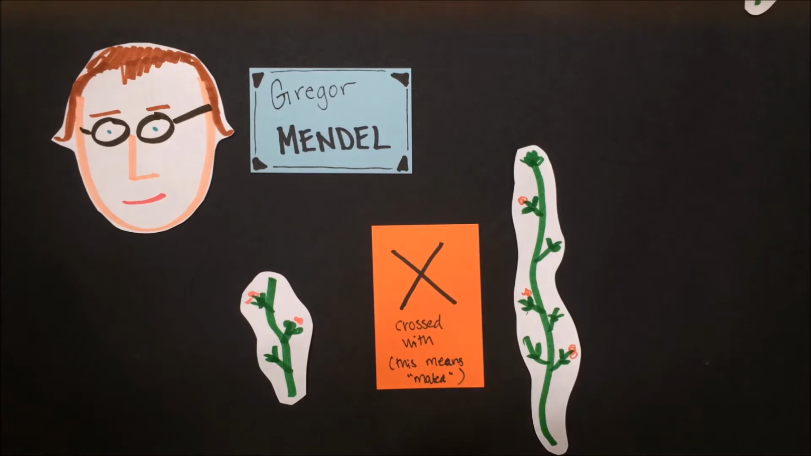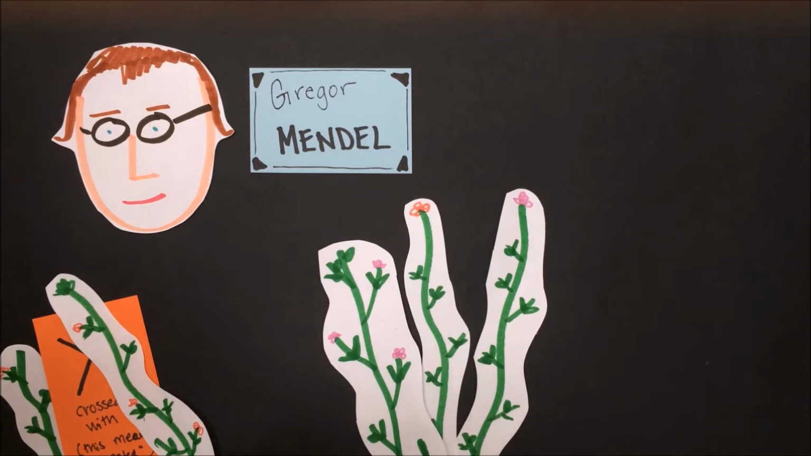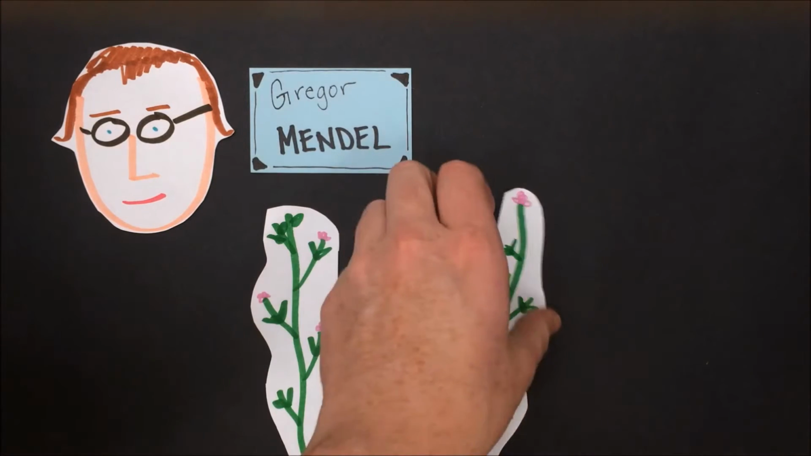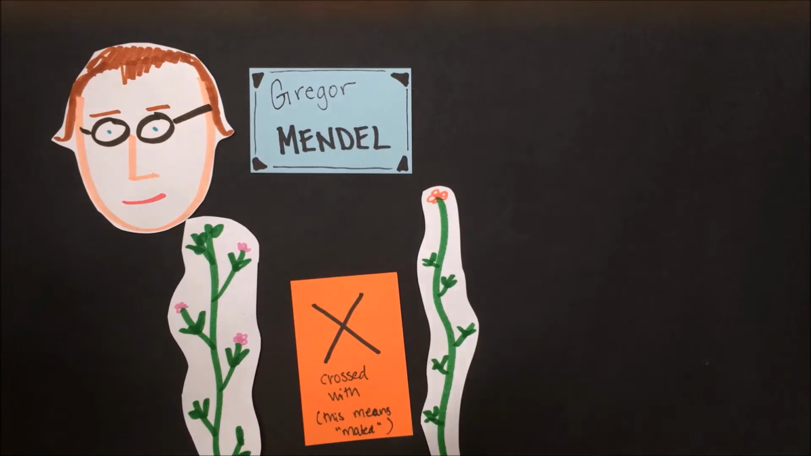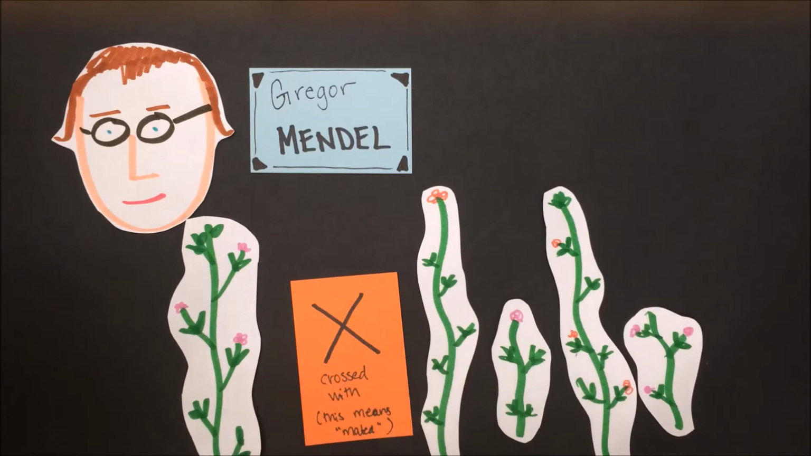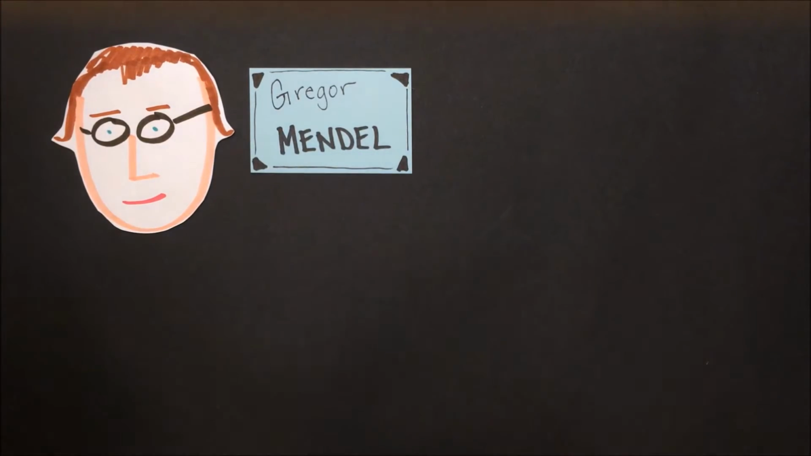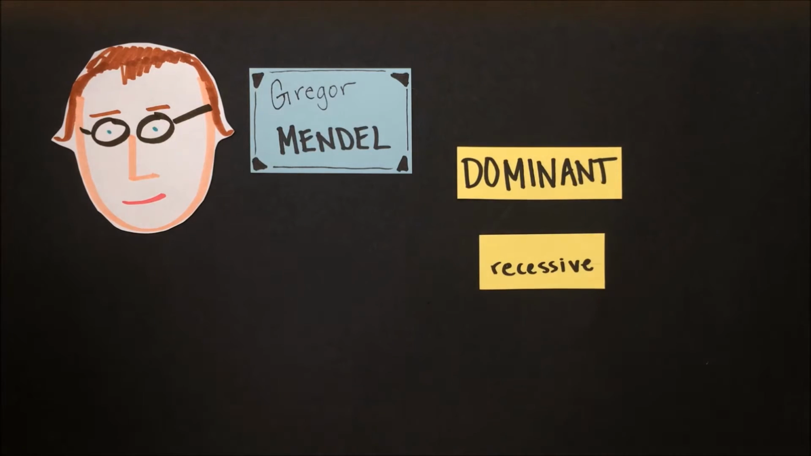What happened instead is that all of the offspring of this cross were tall. This surprised Gregor Mendel a lot, so he took two of the offspring plants from this new tall generation and crossed them. The results were surprising. There was a mix of tall and short plants in this offspring generation. He was observing the effect of recessive and dominant traits, although he didn't call them traits at the time, he called them factors. Mendel coined these terms dominant and recessive to describe what he was observing in his plants.